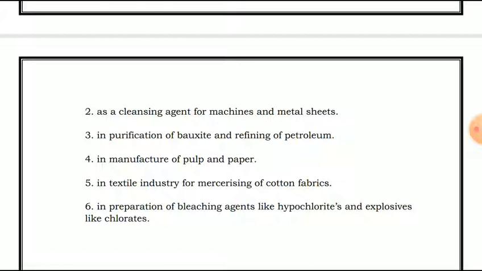Up to this we have completed four compounds that are sodium carbonate, sodium bicarbonate, NaCl and sodium hydroxide. Now in the next lecture we are going to see the calcium oxide and calcium carbonate.